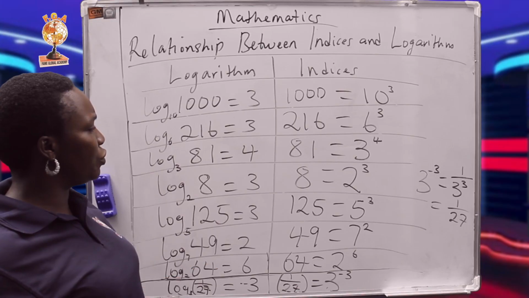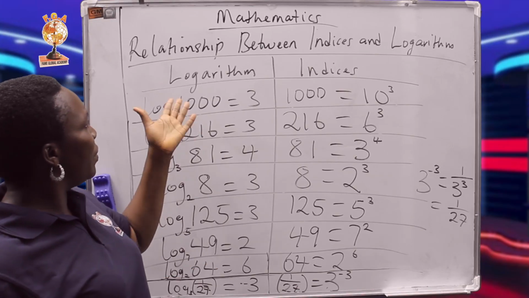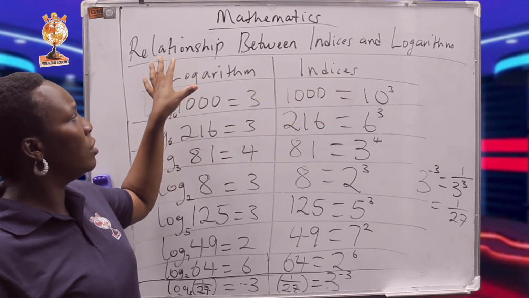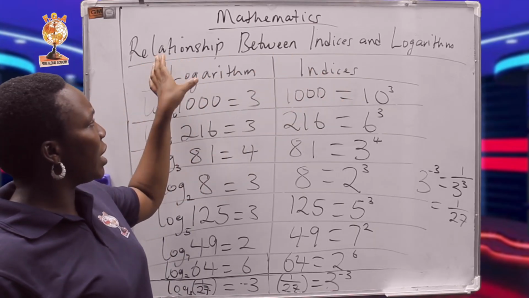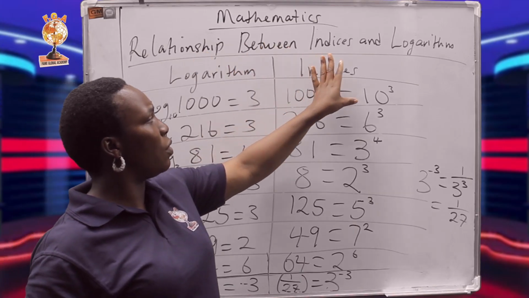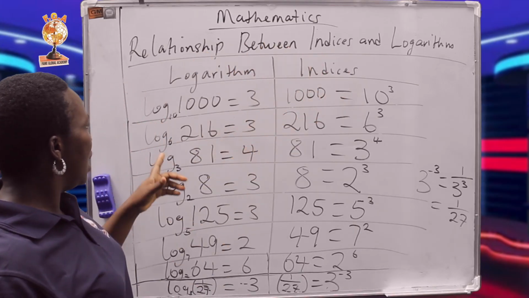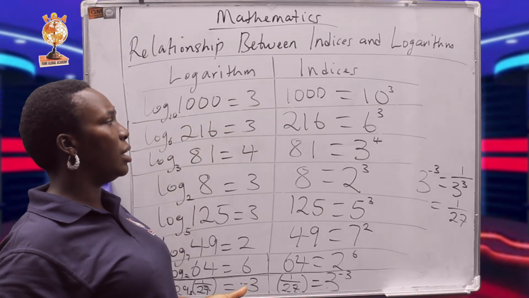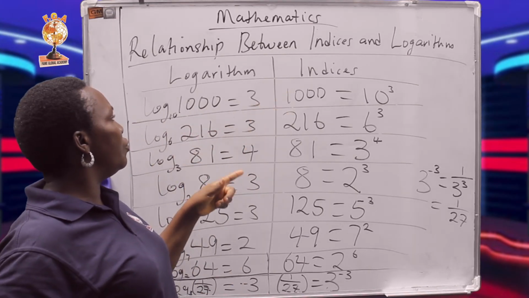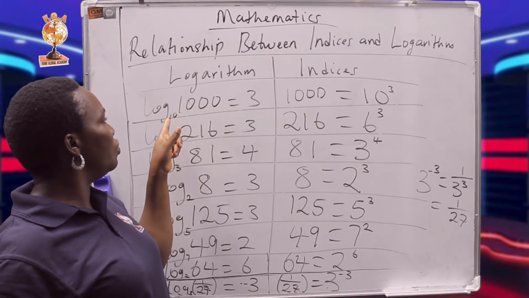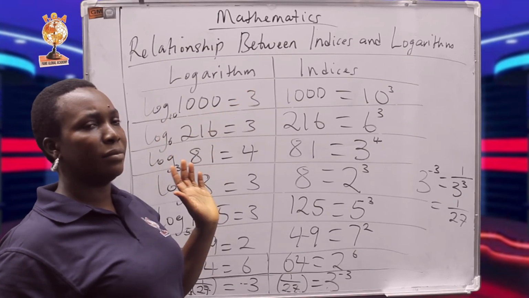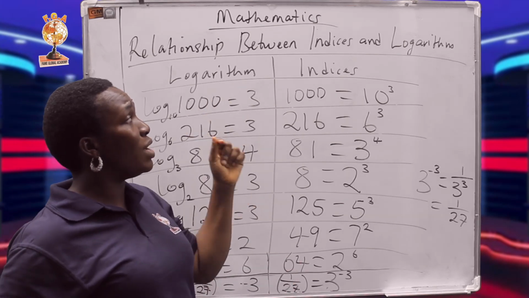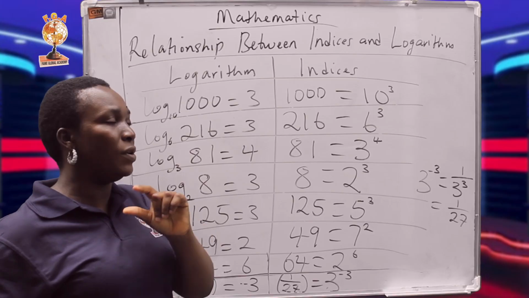Now, let's just go through them one more time. If you are given this thing in index form, you can as well convert it to logarithm. If you are given it in logarithm, you can as well convert it to indices. Now, if you have log 1000 base 10 equals 3, in indices it is written as 1000 is equal to the base raised to the power of the answer. That is the procedure we followed when we were solving equations involving logarithm.